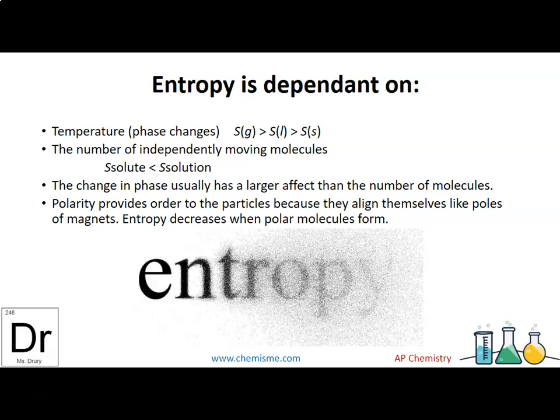And as a last resort, polarity is also going to provide order, because remember when something is polar, they'll align themselves like poles of a magnet, plus, minus, plus, minus, plus, minus. So entropy decreases when polar molecules form.